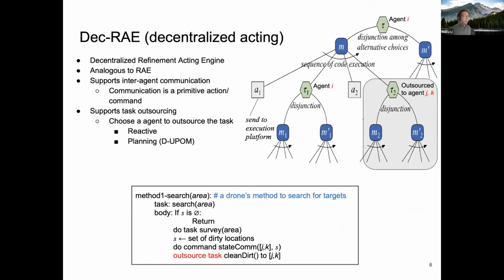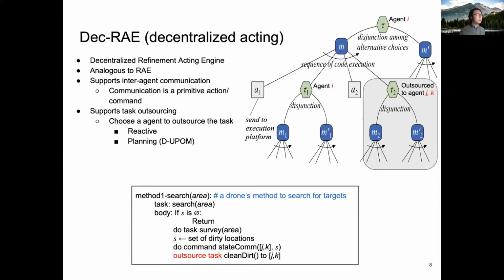And so the decentralized acting part of our paper is called Dec-RAE. It stands for Decentralized Refinement Acting Engine. It's pretty much similar to RAE, but it supports inter-agent communication, where communication is regarded as an action, and is supposed to be carried out by the execution platform.